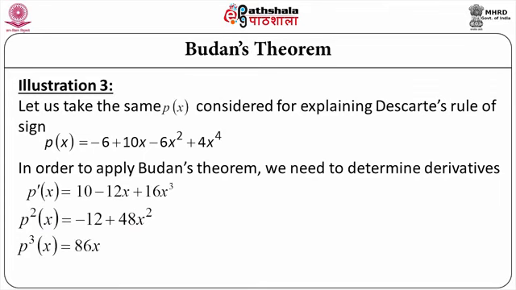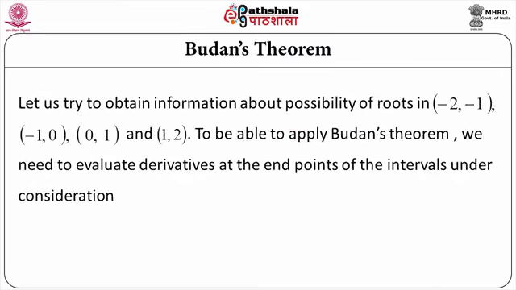So, p 3 x is given by minus 12 is constant, derivative is 0, 48 into 2, that is 96x, and finally, the fourth derivative p 4 x is 96, and fifth and higher derivatives would be 0. With these derivatives, we now need to evaluate them at the points a and b within which we want to know the result. Let us try to work on the intervals minus 2 to minus 1, minus 1 to 0, 0 to 1 and 1 to 2 just for illustration.